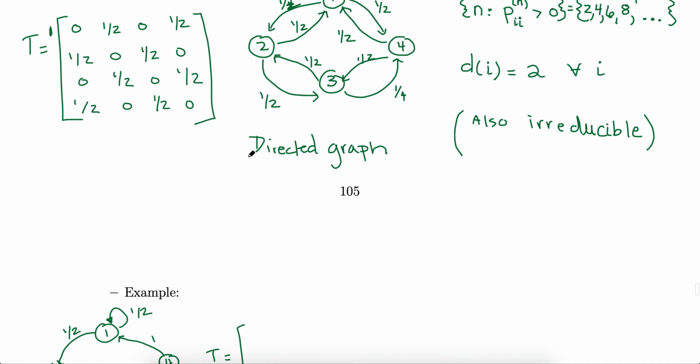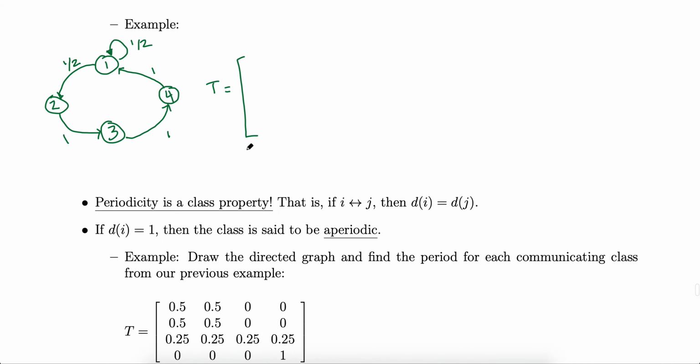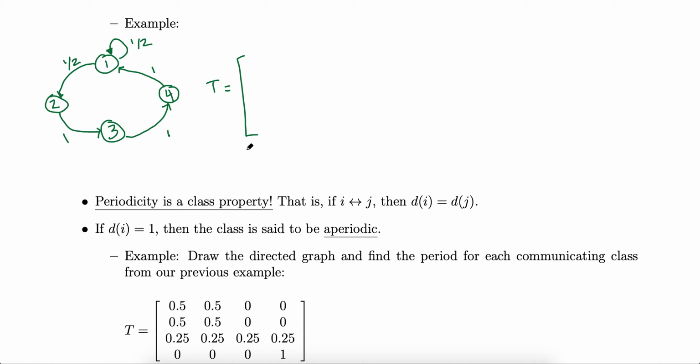Okay, almost there for this video. Let's check out just a few more properties and examples. So on the top of the next page, I've started with our directed graph, and if you want to, pause the video, and try and come up with our transition matrix based on the directed graph.